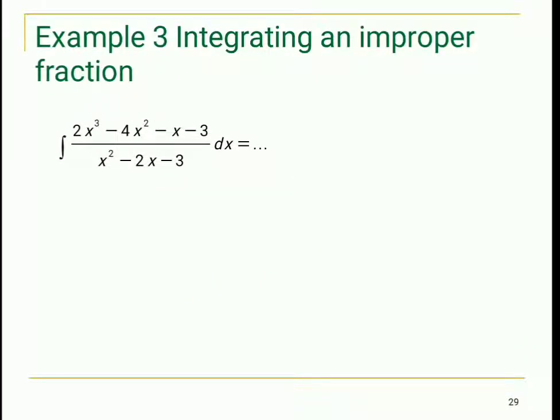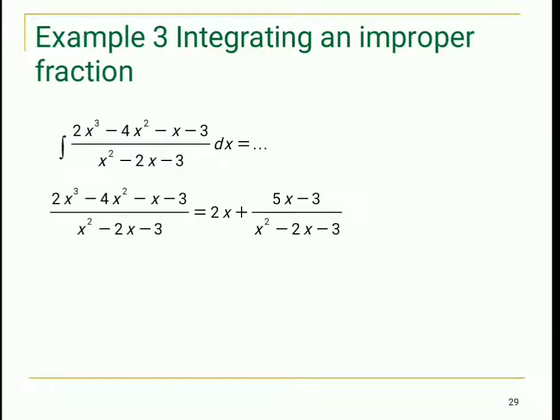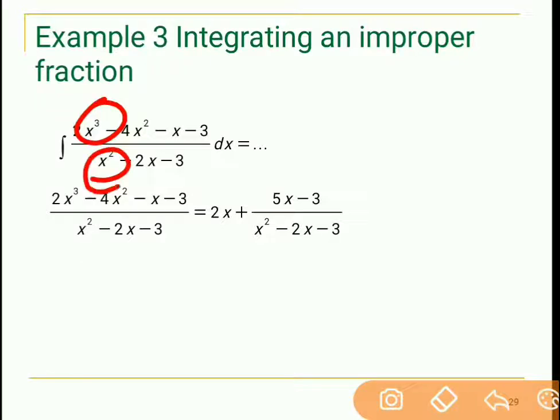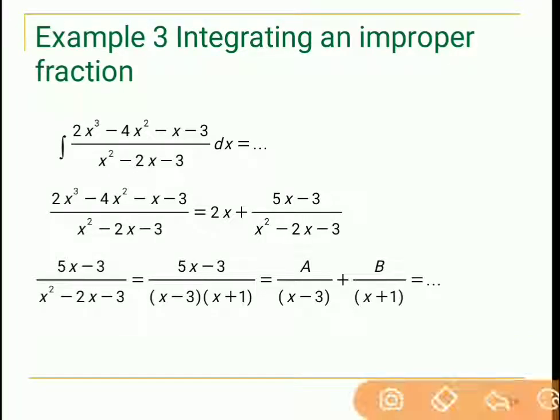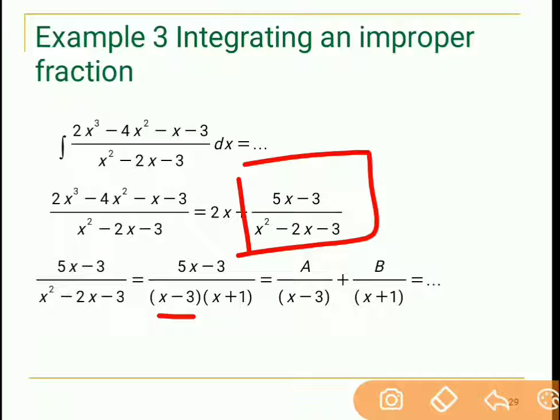Next, if you come across an improper fraction, which is a fraction in which there is a higher order term in the numerator and a lower order term in the denominator, then in that case, we have to divide the numerator by the denominator, and it can be factorized into the given form. Once this is factorized, in the denominator there are two linear factors, x minus 3 into x plus 1, and that can be converted into two parts, that is a by x minus 3 plus b by x plus 1.